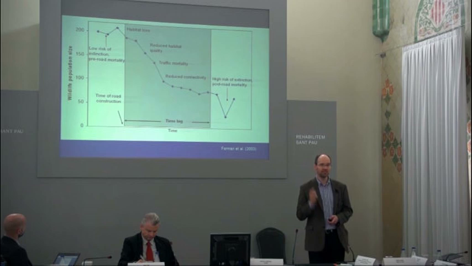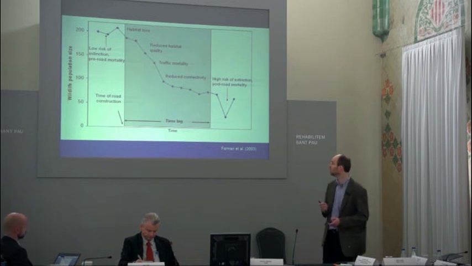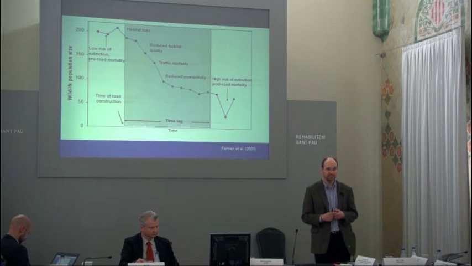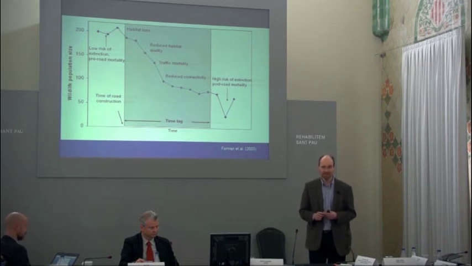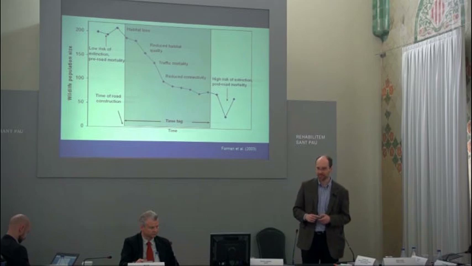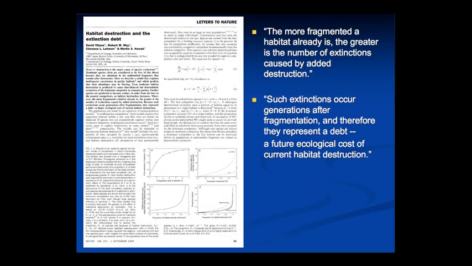And again, we have the problem that we know very little about these extinction times and also about the extinction debt. One paper that was about plants estimated that between 17 and 70% of plant species would be lost. So that's a huge range, high uncertainty about these estimates. In this paper by Tilman et al., we find the statements that the more fragmented a habitat already is, the greater is the number of extinctions caused by added destruction.